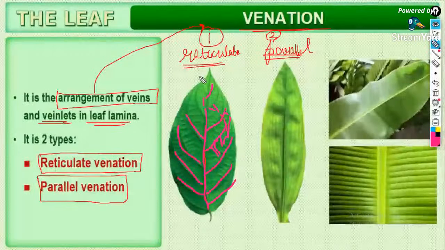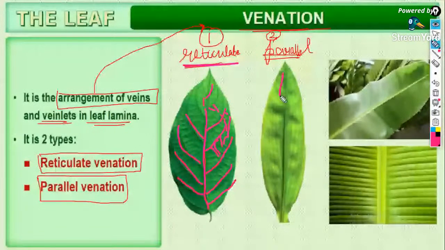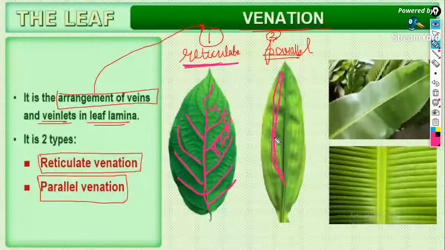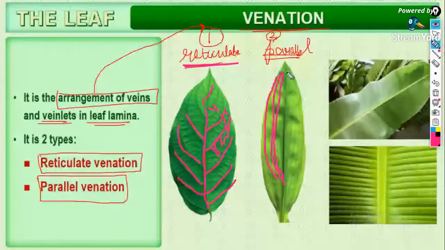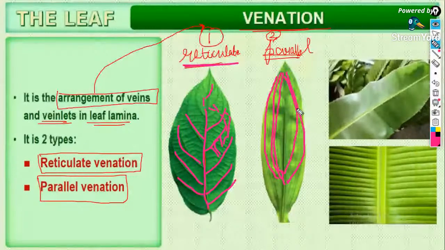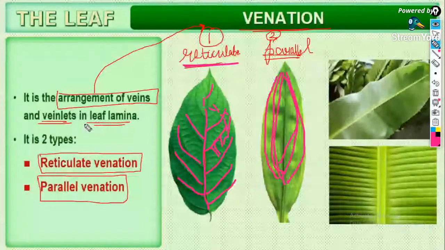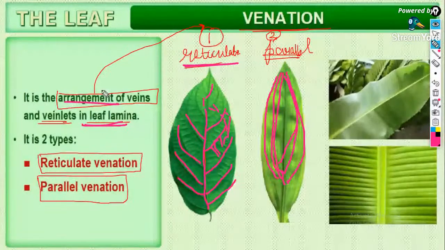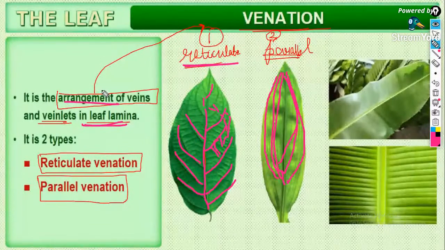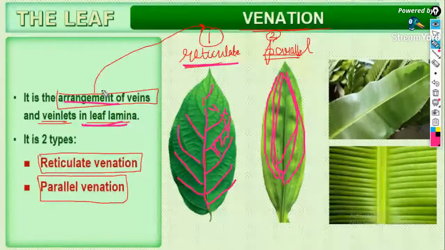And look, in case of parallel venation, the lines come like this, only veins are there, no short veinlets are present. So the arrangement of veins and veinlets in a leaf lamina, you will call it as the what? Absolutely, you will call it as the venation.